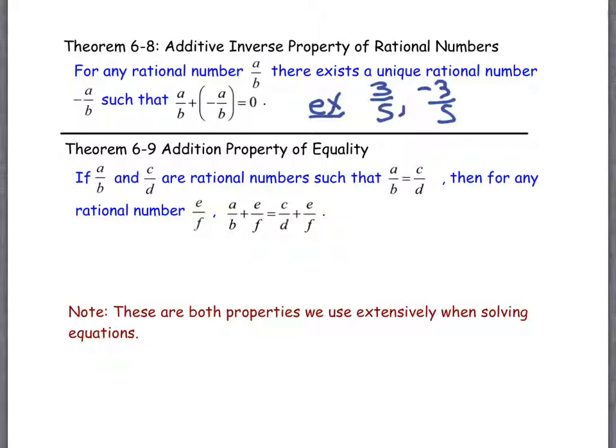We also have the addition property of equality. All the addition property of equality says is that if you have two numbers that were equal to start with, A and B over B and C over D, that you can add a number to both sides of an equation or add a number to both of those values, and the value didn't change, right?